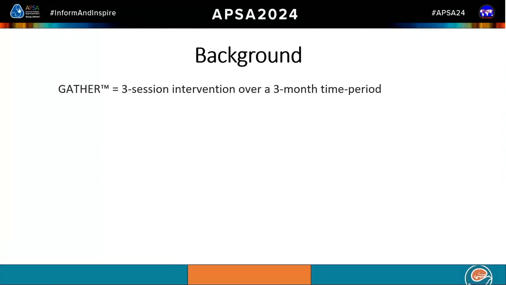So just a little bit more background on Gather. Gather was developed as part of our institution's commitment to equity and anti-racism. It's a 3-session program given over a 3-month time period. There are 3 frameworks that inform Gather. Critical theory, which uses individual reflection as a link to better understand and assess larger systems and their impact on health equity and the learning environment.